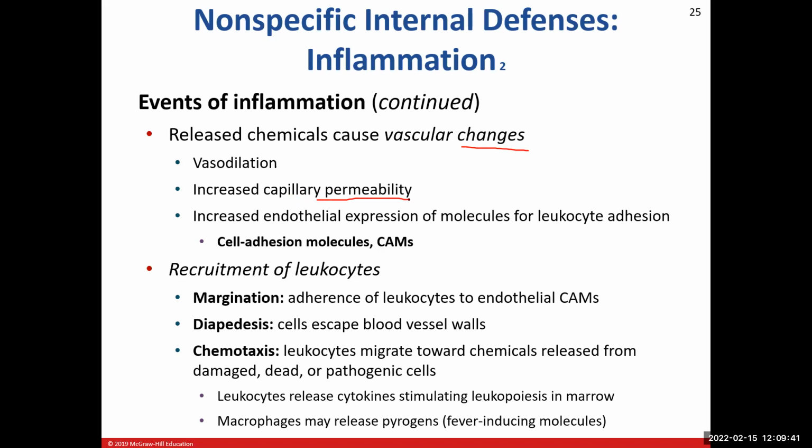Now we've got a new thing on hand, what we call CAMs, which stand for cell adhesion molecules. And so these CAMs are going to appear on the endothelium. And in case you forgot what the endothelium is, that is the name that we give simple squamous epithelial tissue that lines vessels. That includes blood vessels and lymphatic vessels. So we're going to see these CAMs start to appear, and they're going to grab onto the leukocytes.